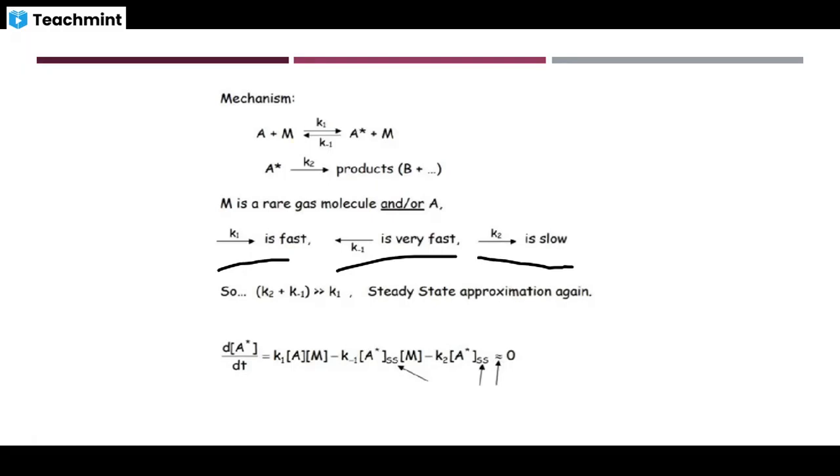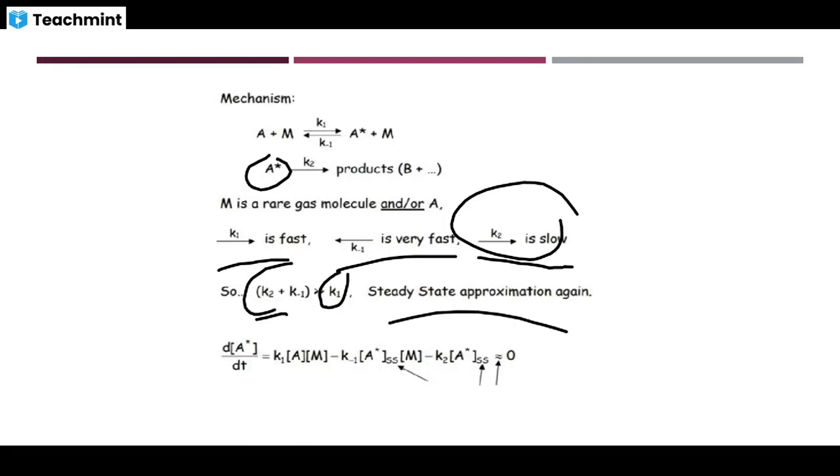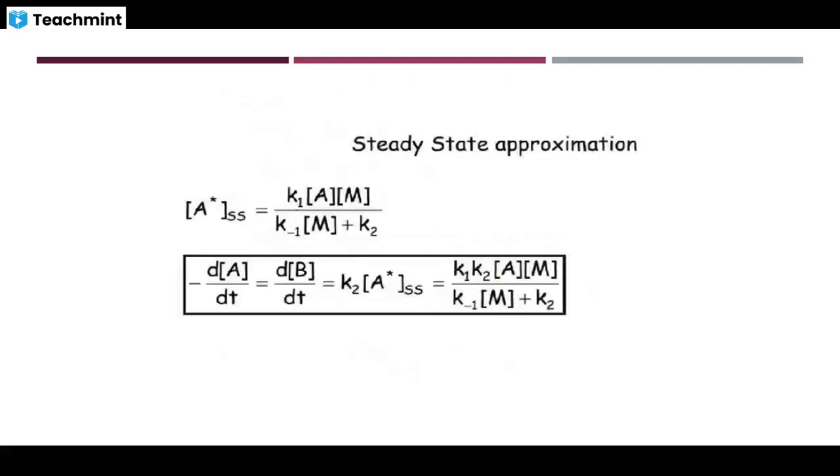K2 is the formation of product, and it is very small. Then the decomposition of the intermediate: you should know the intermediate. For the intermediate, K2 is decomposition and K minus 1 is also decomposition, while K1 is formation. Decomposition is higher, which means the steady state approximation applies. So d[A star]/dt equals 0. Then you can solve for A star and substitute it into the rate equation to get the relation. Simple mathematics.